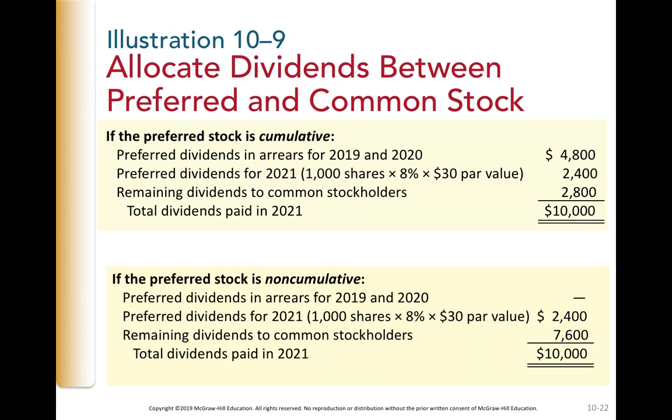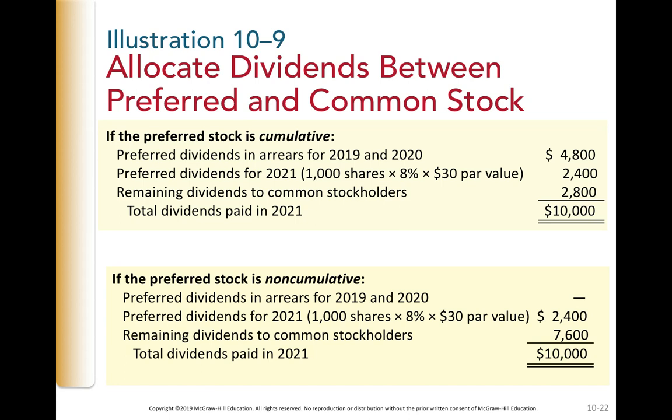Let's look at allocating dividends between preferred and common stock. If preferred stock is cumulative, preferred dividends might be in arrears for 2019 and 2020. This could be $4,800. And preferred dividends for 2021 would be $2,400, giving the remaining dividends to common stockholders of $2,800. This is all part of the total dividends to be paid in 2021 of $10,000.